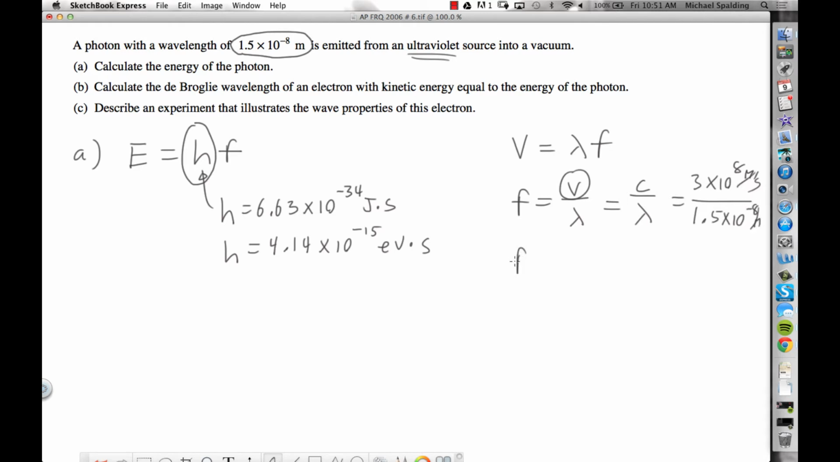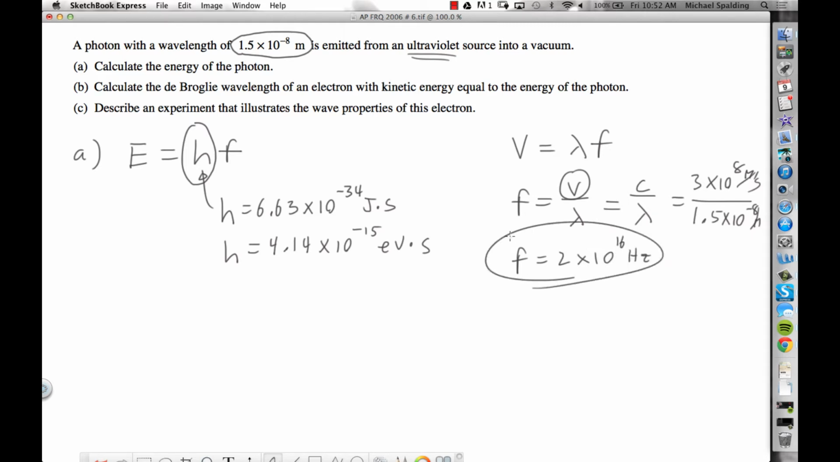So this gives us a frequency of, where did I write it down? Oh, darn it, I didn't write it down. Sorry, dudes. 3 times 10 to the 8 divided by 1.5 times 10 to the negative 8. That's 2 times 10 to the 16th. Oh yeah, I could have done that in my head. 2 times 10 to the 16th hertz.